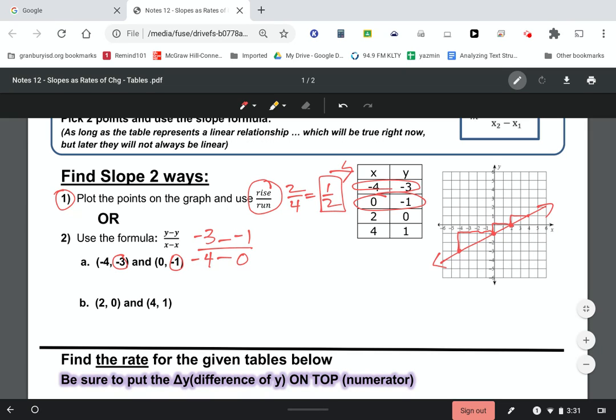So just as a reminder, remember that the numbers right above each other represent an ordered pair. And remember, it's always y over x. So this right here would be an ordered pair of -4, -3, which is true from the table.